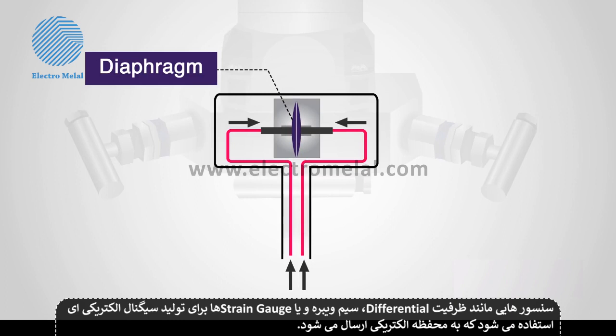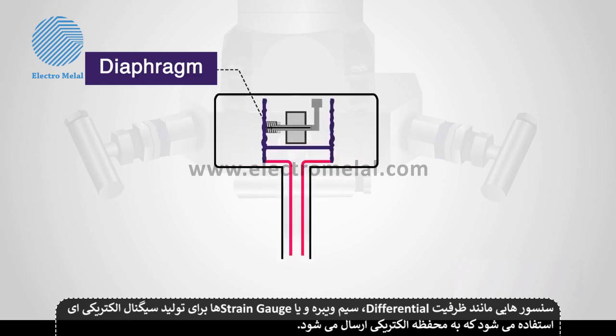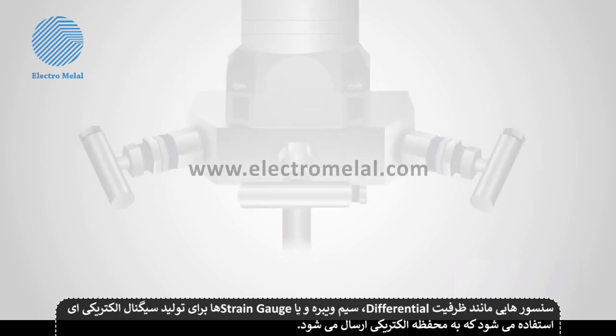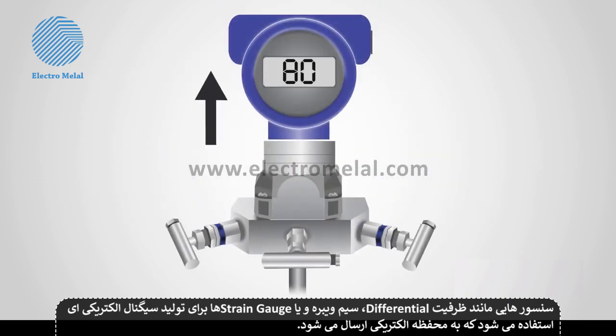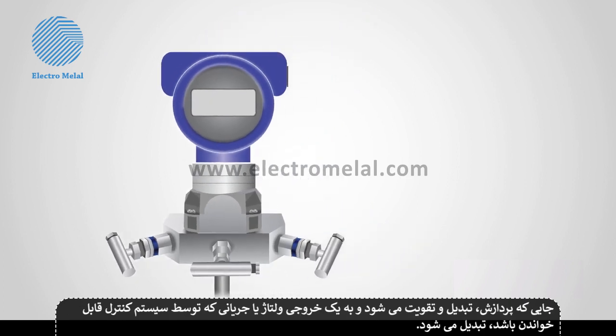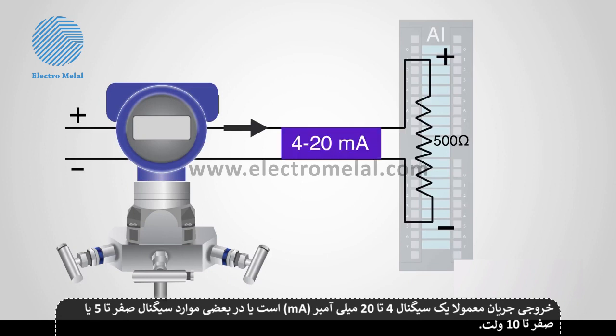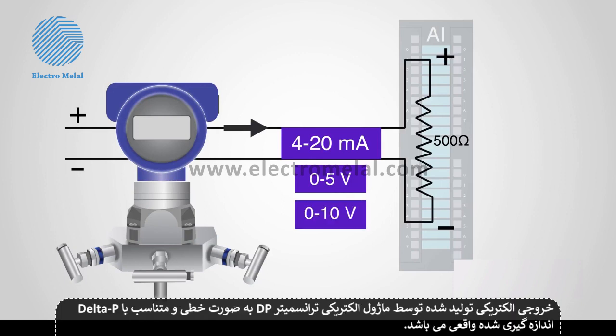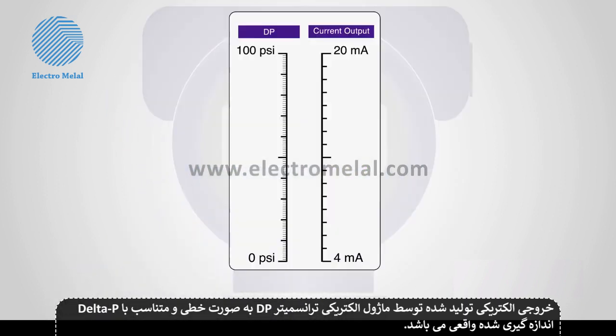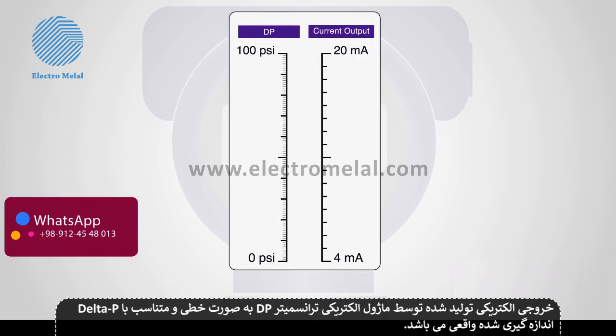Sensors, such as differential capacitance, vibrating wire, or strain gauges, are used to produce the electrical signal that will be sent to the electronics housing, where it is processed, converted, and amplified into a current or voltage output that can be read by the control system. The current output is commonly a 4 to 20 milliamp signal, or in some cases, a 0 to 5 or a 0 to 10 volt signal. The electrical output generated by the dP transmitter electronic module is linear and proportional to the actual measured delta P.